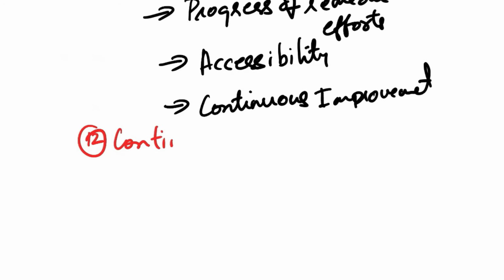Continuous improvement. Continuous improvement is an ongoing and iterative process within the TPRM that involves refining and enhancing the effectiveness of the program over time. This step is crucial for adapting to changing risks, improving processes, and ensuring the TPRM program remains robust. Let's see the key aspects here.